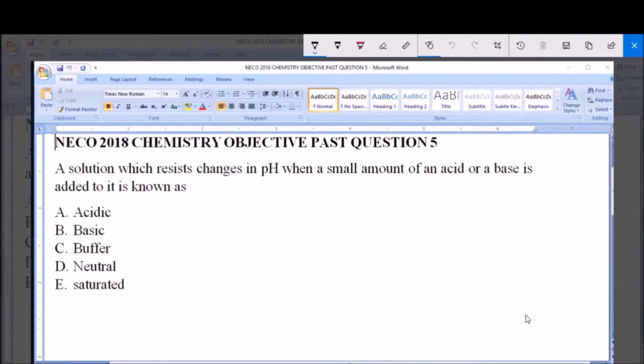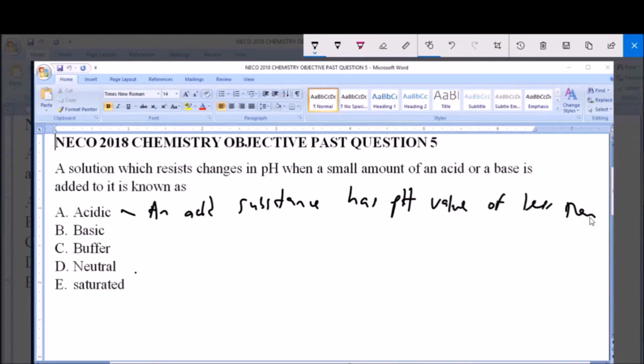A solution which resists changes in pH when a small amount of an acid or a base is added to it is known as A, acidic, B, basic, C, buffer, D, neutral, E, saturated. So let's look at the meanings of each of the options and see which one best fits into this description given to us as the question. Now, option A, an acidic substance is a substance that has a pH value of less than 7.